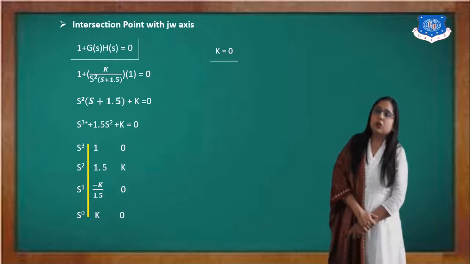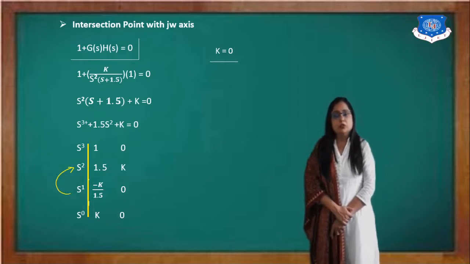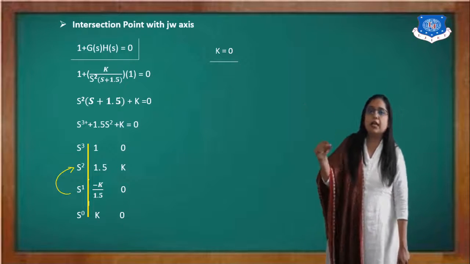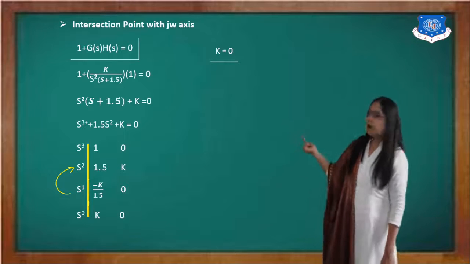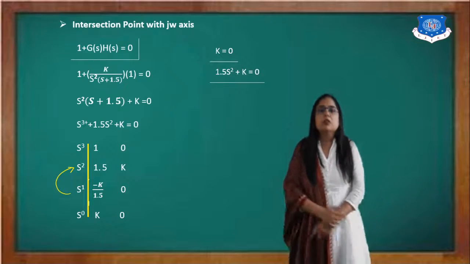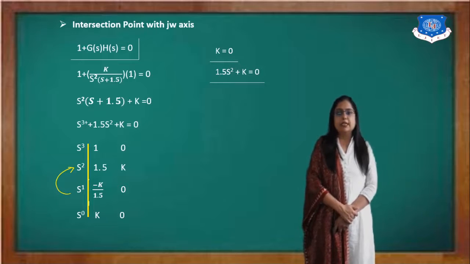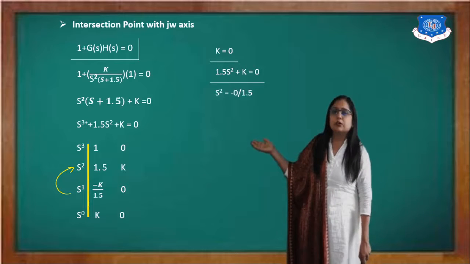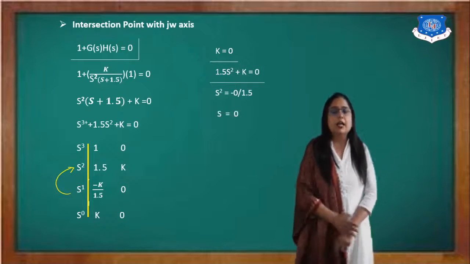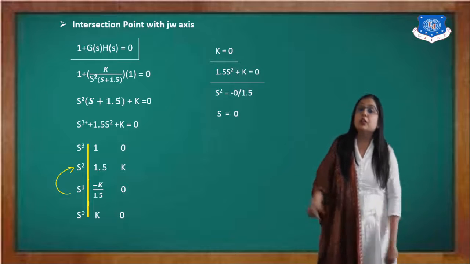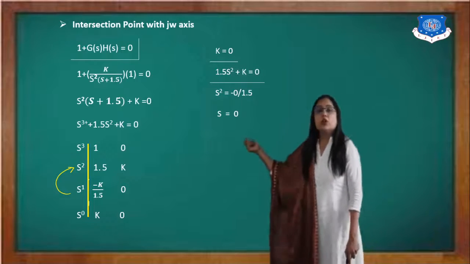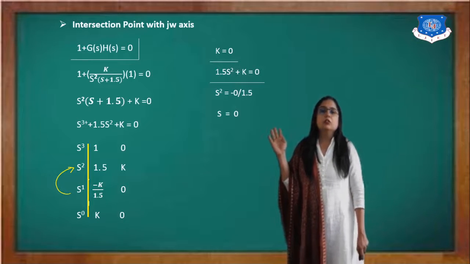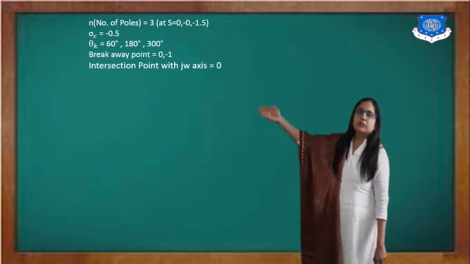Now you have to write down the auxiliary equation from the above row, that is s squared. So that is 1.5 s squared, because the maximum power of s is squared. So 1.5 s squared plus k equal to 0. Now you just substitute the value of k equal to 0. So here what do you get? s equal to 0. So my intersection point is the origin, because s equals 0.